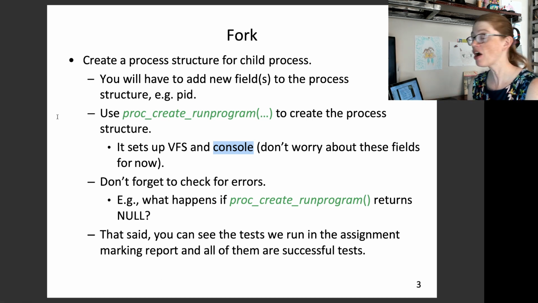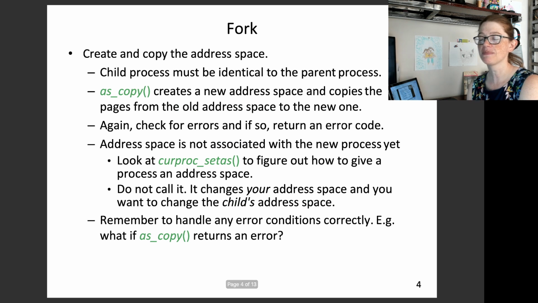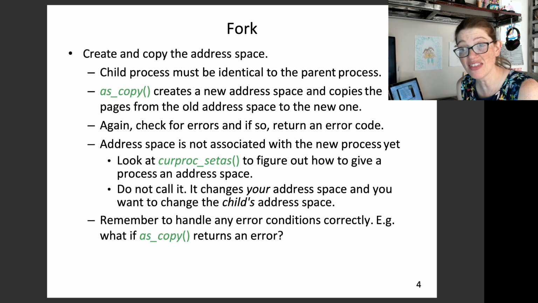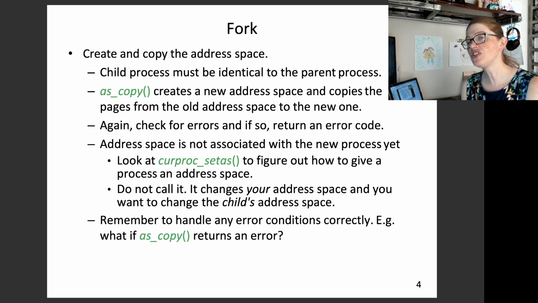All right, you called proc_create_runprogram. You've tested to make sure it actually returns something. So now it's actually time to create that address space. Now, you actually don't have to do much work here either, because there are functions in the OS already that do the majority of the work for you. All you need to do is create the pointer, and then you're going to pass that into a function called as_copy. And with as_copy, you're also going to pass the address of the old address space.